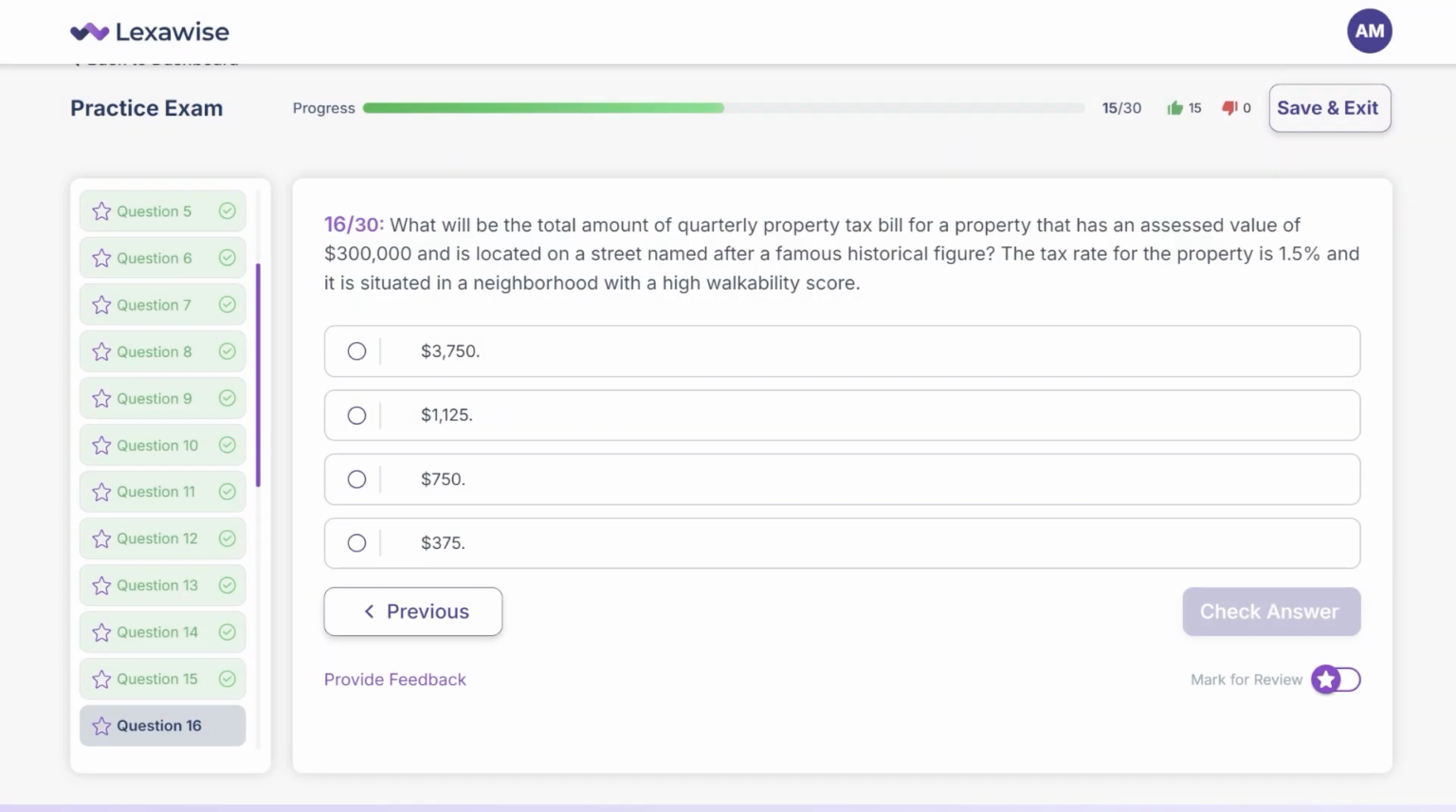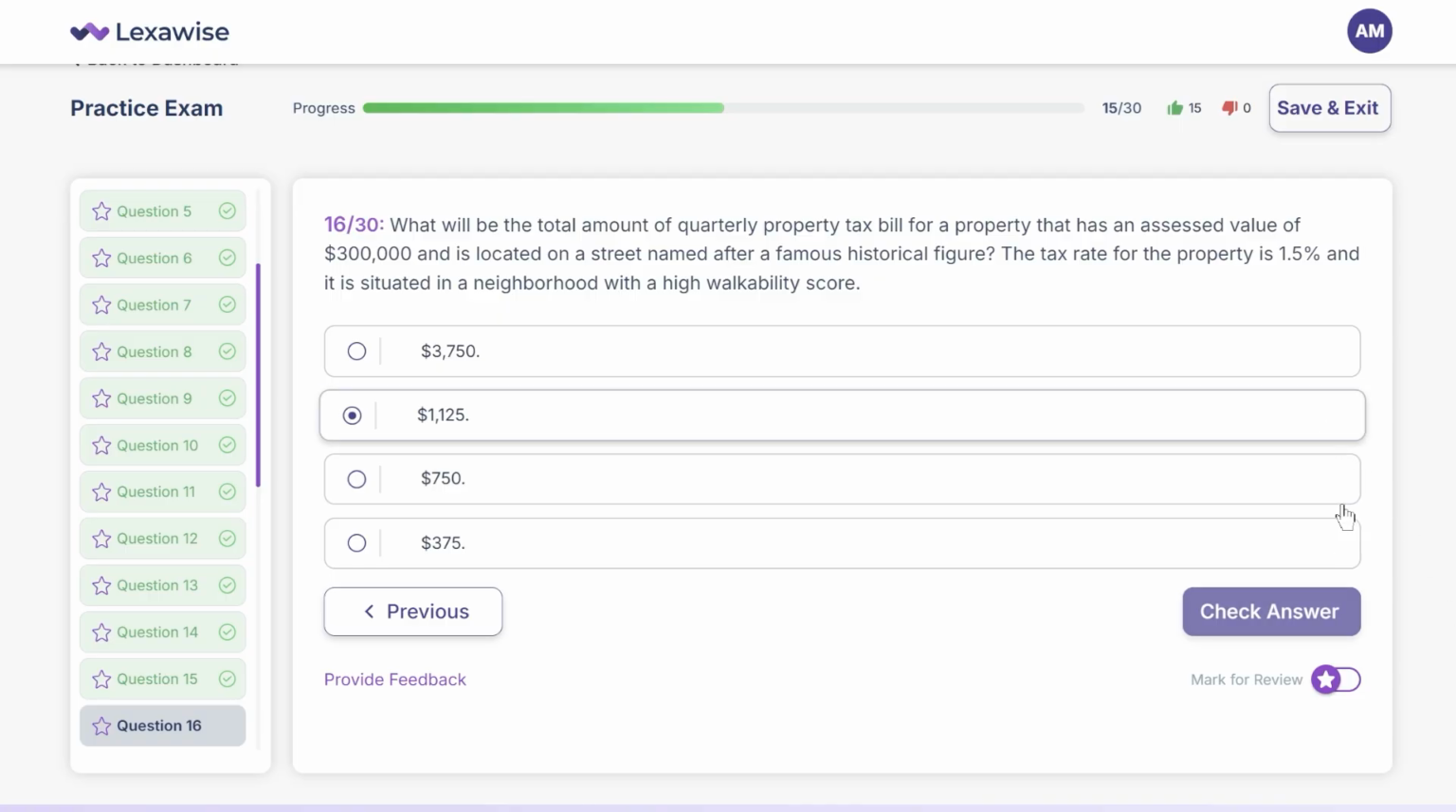What will be the total amount of quarterly property tax bill for a property that has an assessed value of $300,000 and is located on a street named after a famous historical figure? The tax rate for the property is 1.5%, and it is situated in a neighborhood with a high walkability score. A. $3,750. B. $1,125. C. $750. D. $375. Let's crunch the numbers. What do you get?